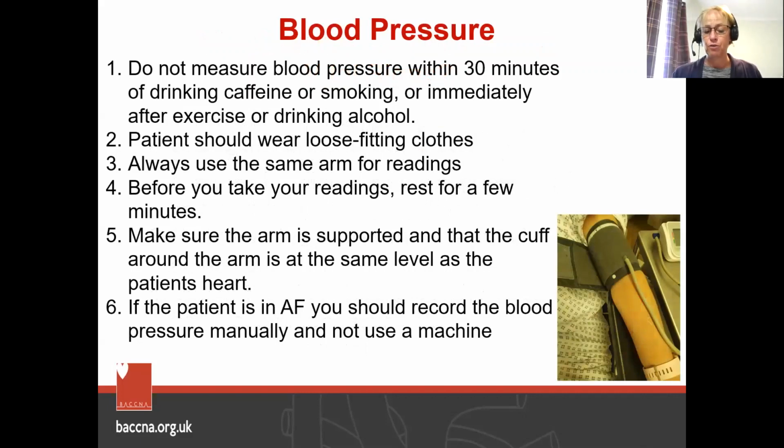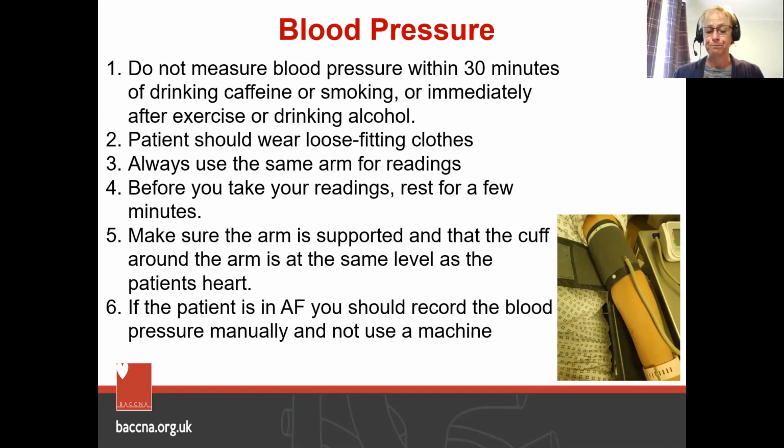So blood pressure recording is important, and it's important that it's done accurately. And many things can make a blood pressure rise for a short time. So make sure the patient doesn't need to use the toilet, that they've not just eaten a big meal. Try not to measure their blood pressure within 30 minutes of drinking caffeine or smoking, or immediately after exercise or drinking alcohol.